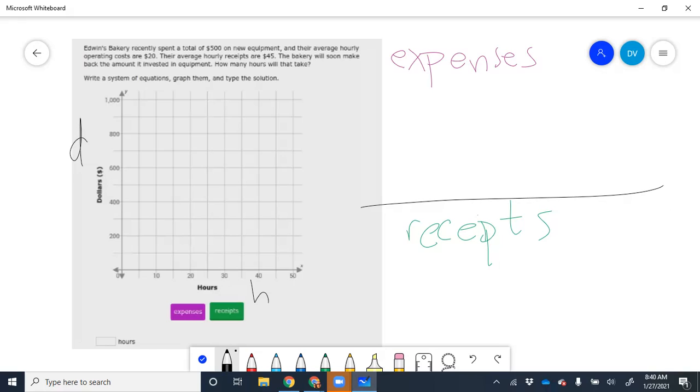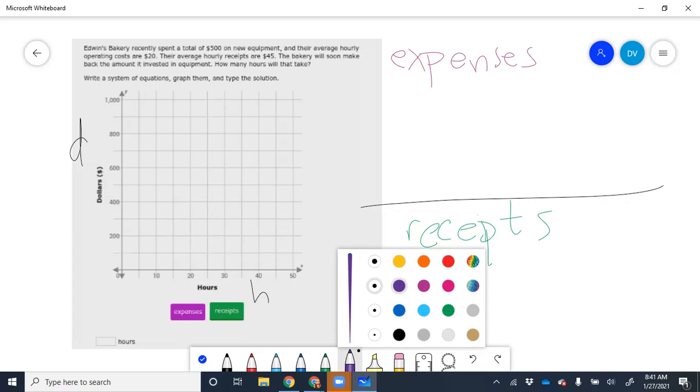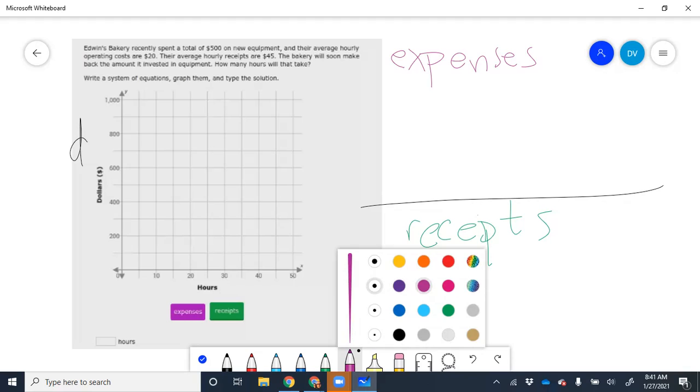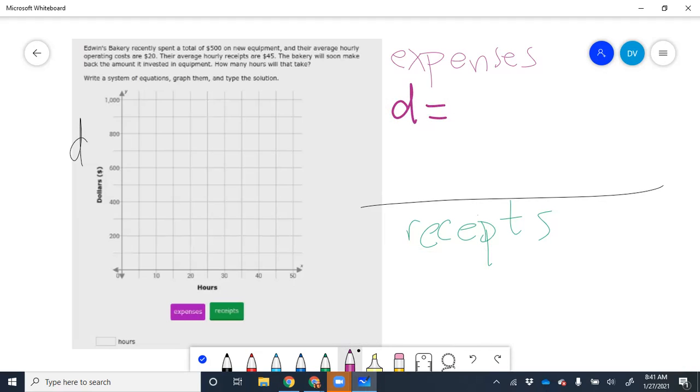So we're going to write this equation, instead of saying Y equals mx plus b, we're going to say that the dollars, the amount they spent, the cost. And let me do that in purple again. The dollars they spent is equal to, they had a $500 equipment cost, plus they spend $20 every hour. $20 every hour, so that'll be 20H.